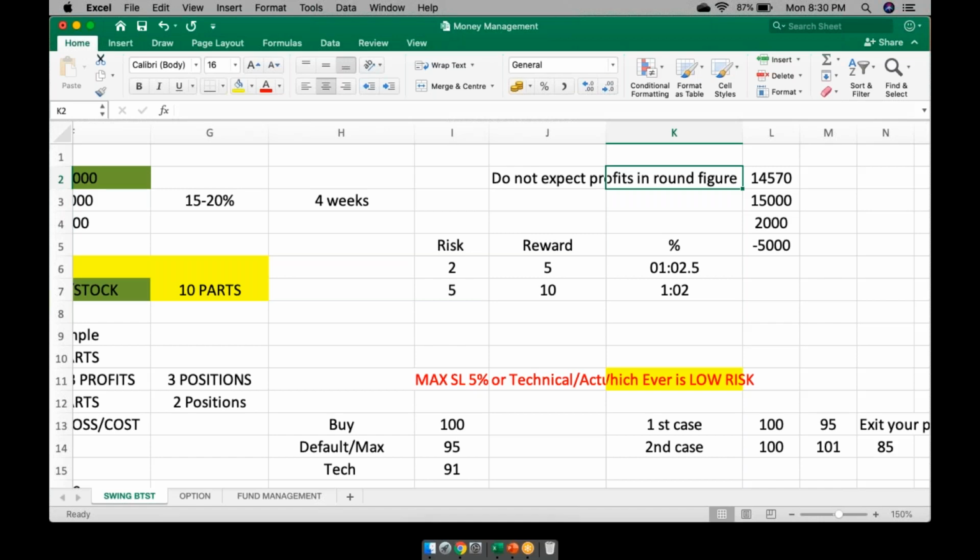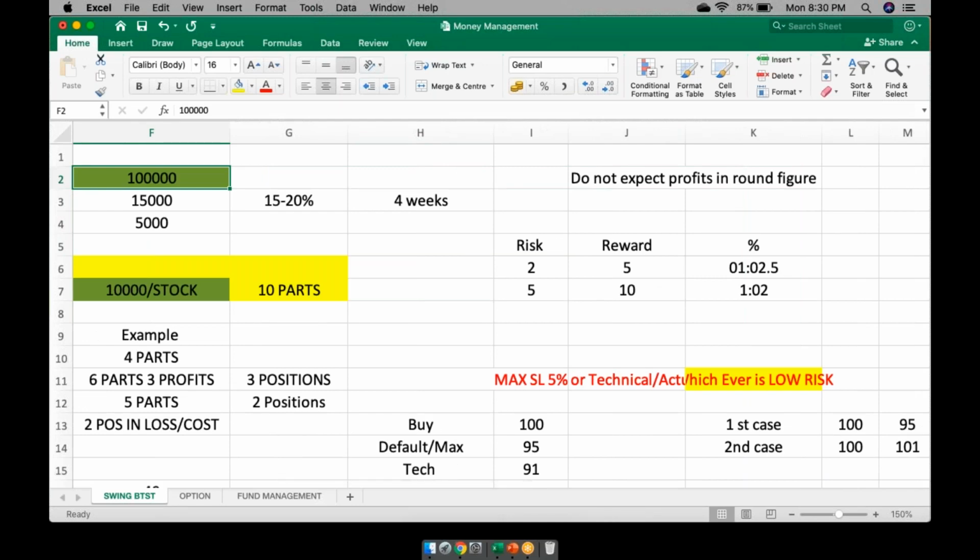Okay. So please remember, you don't expect profit in round figures. We are expecting 15,000. If you get 12,000 that month, be happy. If you get 15,000, yes, fine. If you get 18,000, yes, that is well and good. So always be in percentage. Yes, Vivek, percentage is good. Expecting in percentage is good. What the stop loss is and what the target is, everything we will see in the upcoming classes.